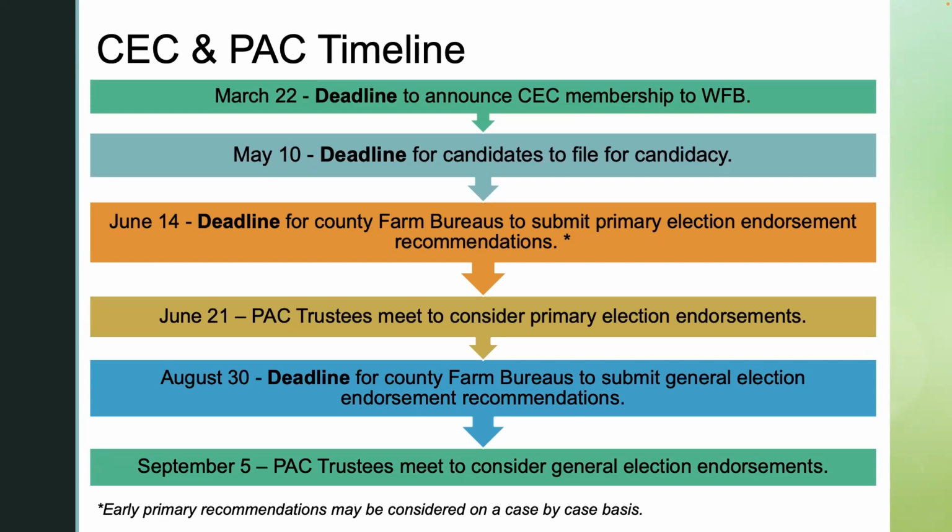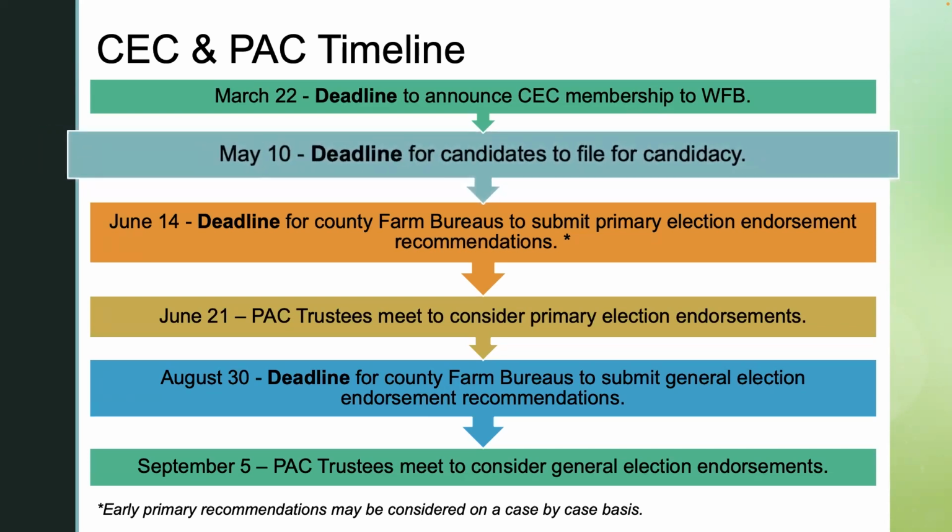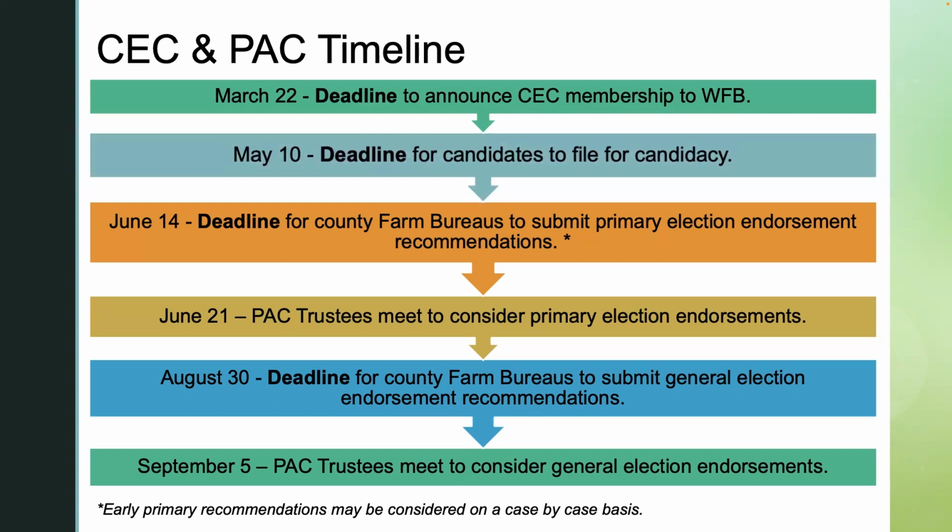That will be followed by May 10th, the deadline for candidates to file for candidacy. So by May 10th, all candidates throughout the state that are going to be on the ballot this upcoming year, that is the deadline. And by May 10th or shortly after, we will be able to know who exactly is running for which particular races and which particular counties or statewide, and be able to see that and determine which candidates each particular county is responsible for making recommendations on.